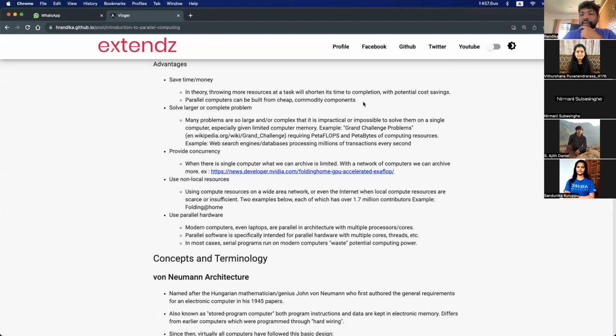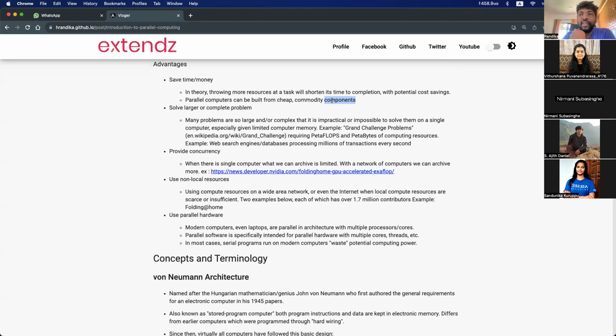All right. Next thing is parallel computers built from cheap commodity components. Yes. So in terms of the computing world, the cost of getting commodity hardware is now cheaper. It varies sometimes, but think of a world where we have multiple computers, and we can parallelize something.